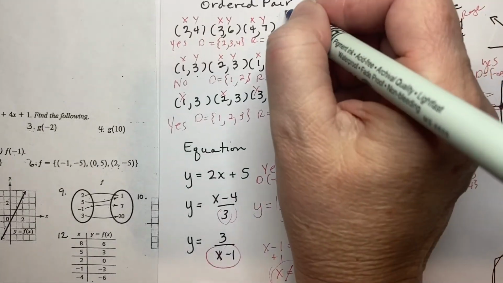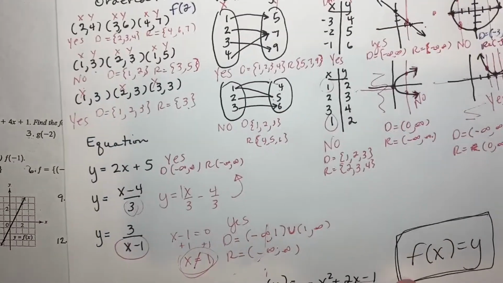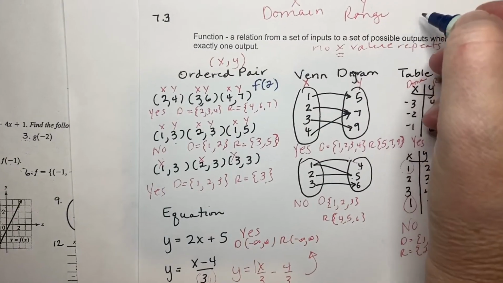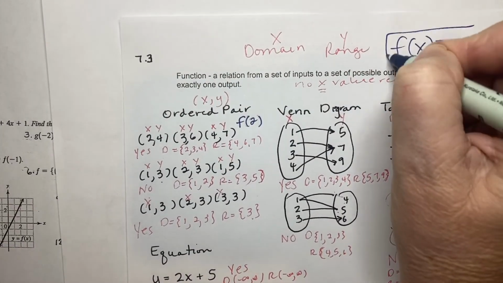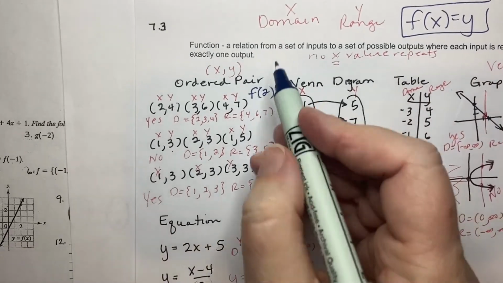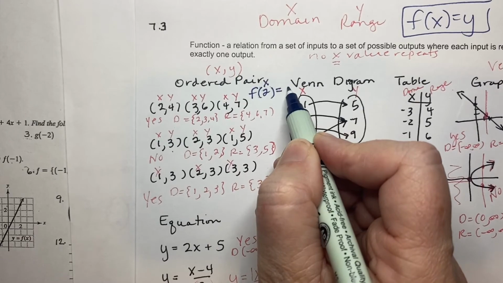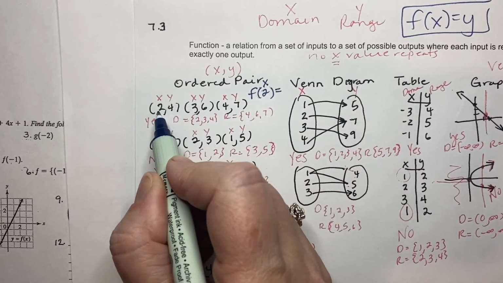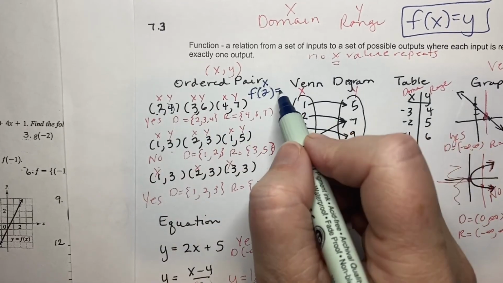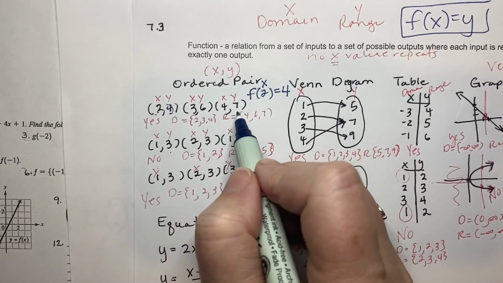Okay, found one that works. If I wanted to find f of 2 here, remember, I'll rewrite it up here, that f of x is equal to y. So if I want to find f of 2, this is my x, and what it equals would be my y. When I look at this set of ordered pairs, here's where x is 2, so what does y equal? 4. So f of 2 is equal to 4 on this set of ordered pairs.